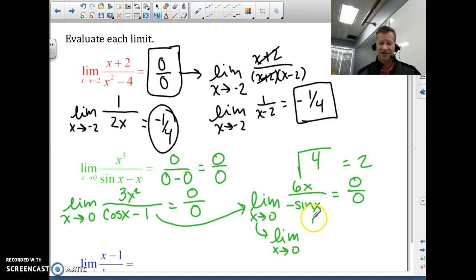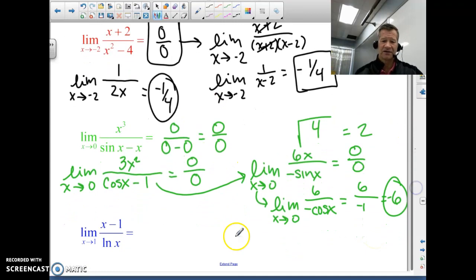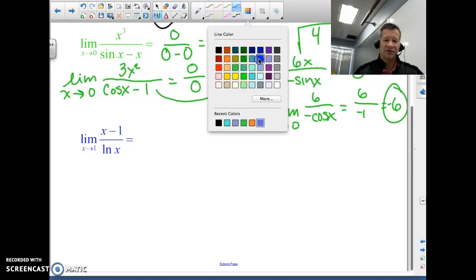Derivative of 6x, well, that's 6. Derivative of negative sine x is negative cosine x. So finally, I'm not going to get 0 over 0. You can tell because the numerator is 6, and the cosine of 0 is 1, so I get a negative 1 on the bottom. And finally, I get the answer of negative 6. Okay, now that was a problem we only could have done either graphically or using tables or using some sort of numerical method before. So it's opened up a new door for us here.